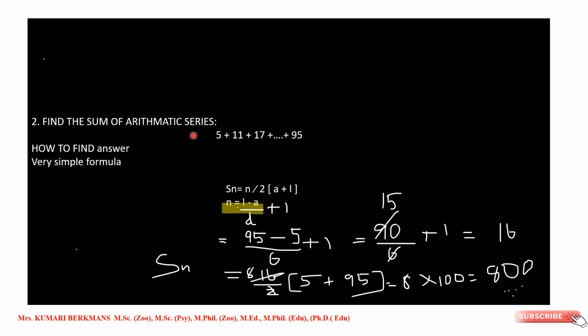Find the sum of the arithmetic series. The series given here is 5 plus 11 plus 17 plus ... 95. How to find this answer? It is very simple. There is a formula to find the answer for this: Sn is equal to n by 2.